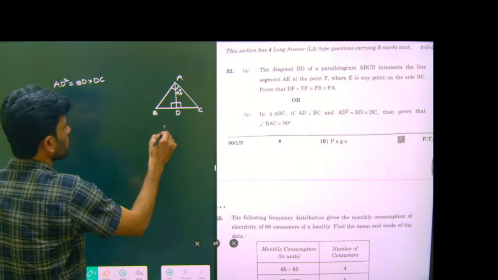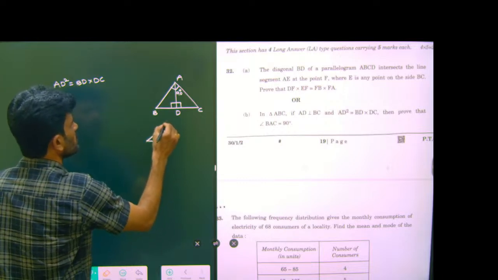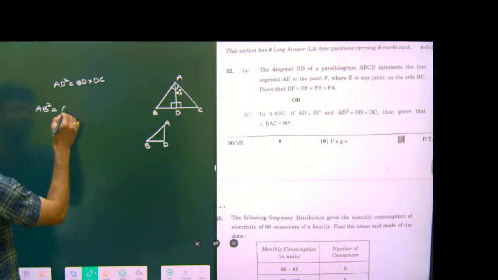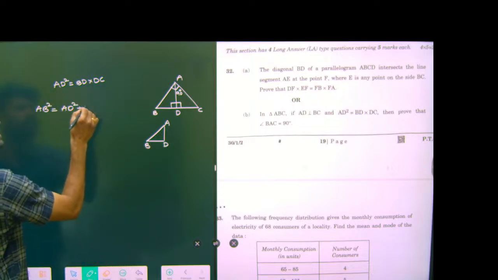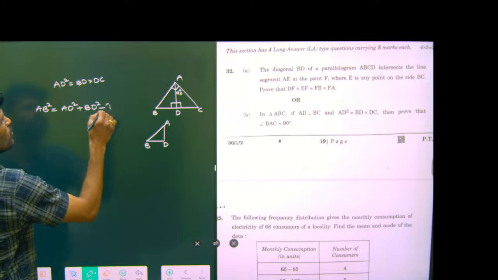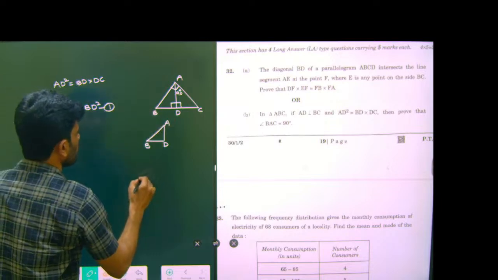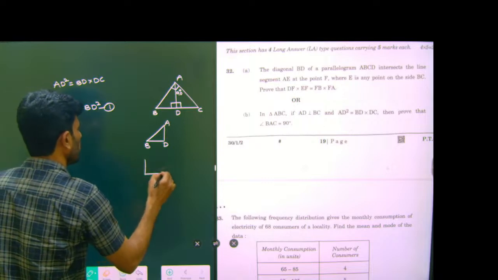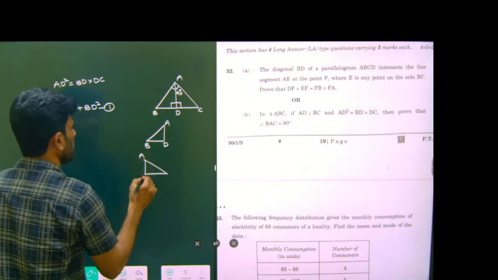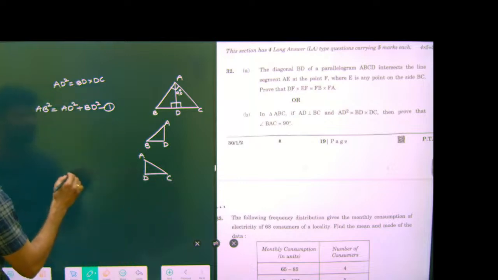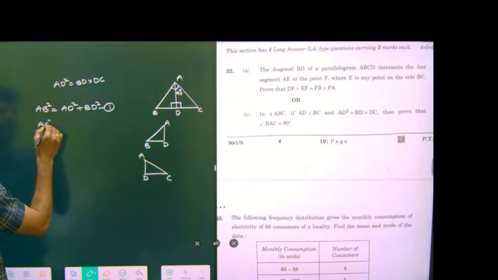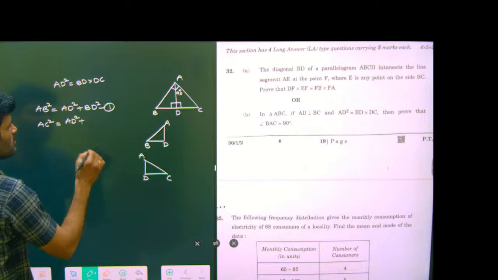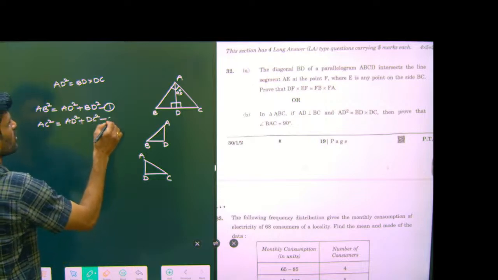According to Pythagoras theorem, we have a triangle like this. This is ABD. Then according to Pythagoras theorem, AB square is equal to AD square plus BD square. Equation 1. Then one more triangle we have like this. This is ABC. Here if you use Pythagoras theorem, what we get? AC square is equal to AD square plus DC square. This is also Pythagoras theorem.